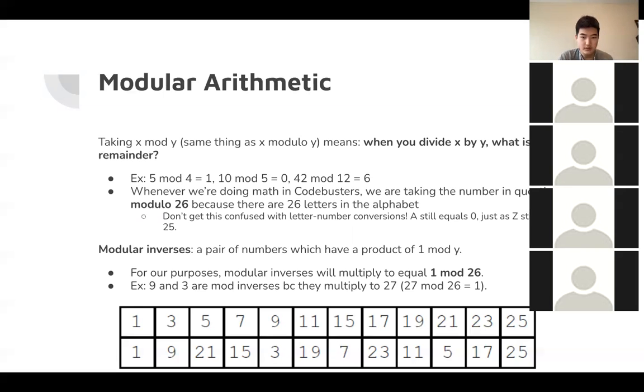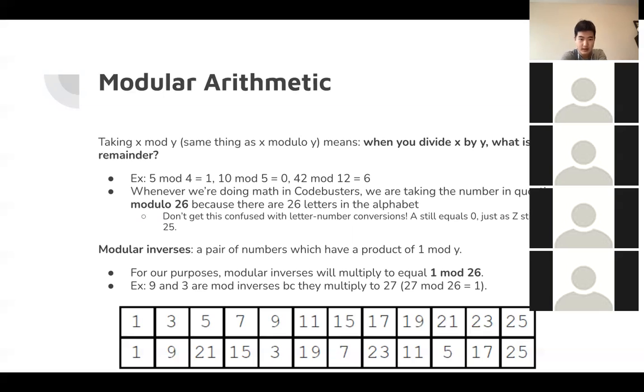And there's one more thing for modular arithmetic that we need to cover. It's the concept of inverses. You've probably heard before that multiplication is the inverse operation of division. It basically means if you do A times 1 over B, it's the same as doing A divided by B, right? So that's the concept of inverses. In modular arithmetic, 2 inverses will multiply to equal 1 mod whatever you choose. And remember, we're only doing mod 26 in Codebusters. So 1 mod 26.